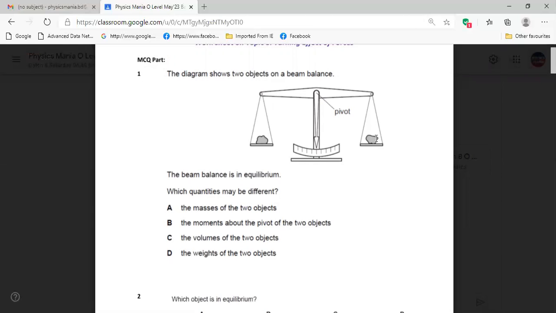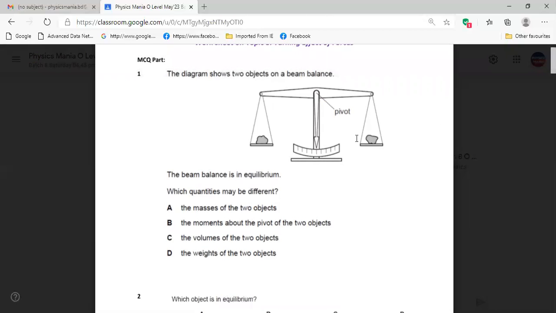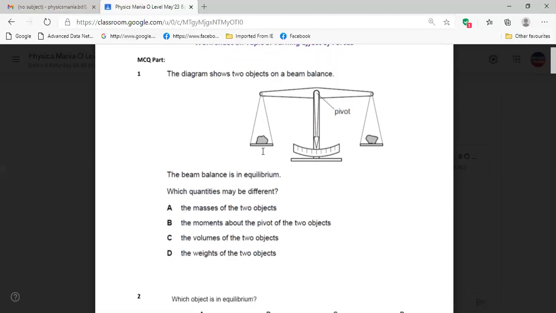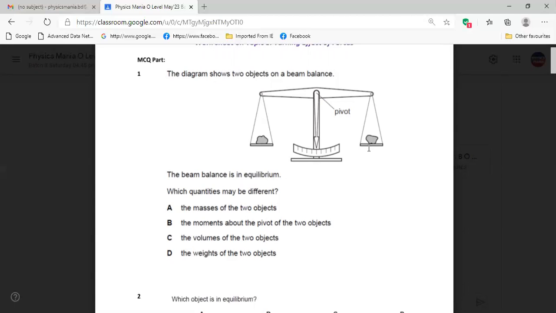And if the clockwise and anti-clockwise moments are equal and the distances are the same, that means the forces working are also equal. Force means weight here. That means the weights of the two objects are equal. Then the product of mass and gravitational field strength is weight, right? If the weights are equal, in the same place we have the same gravitational field strength.